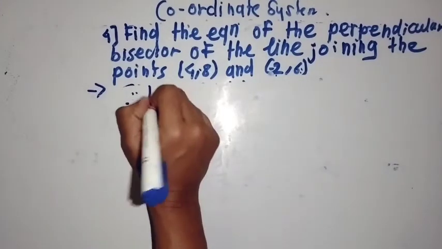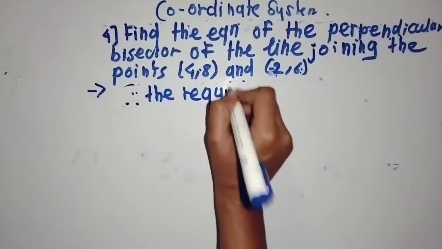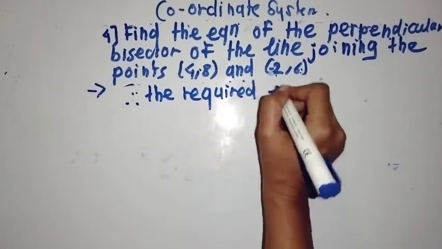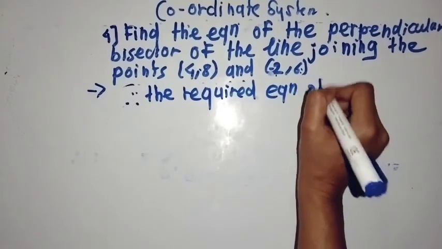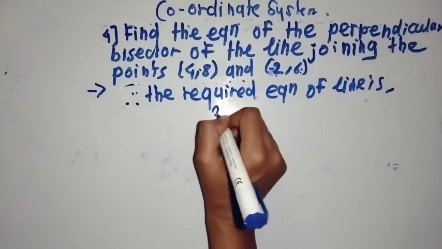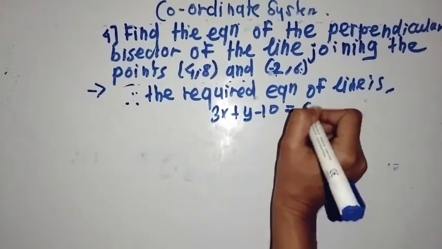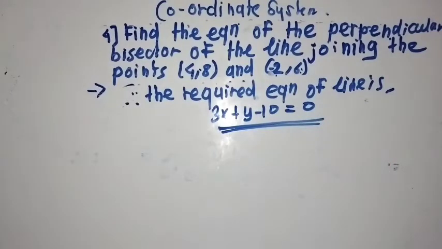Hence the required equation of line is 3x plus y minus 10 is equal to 0.